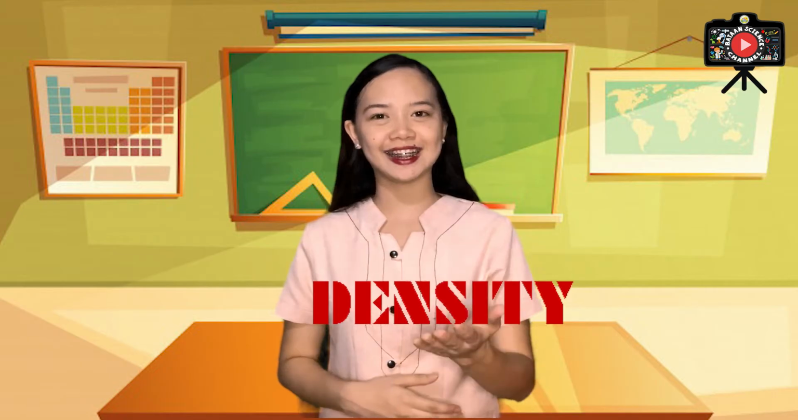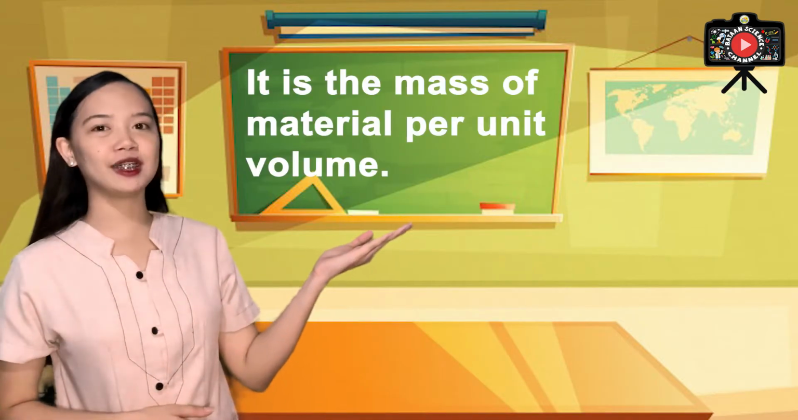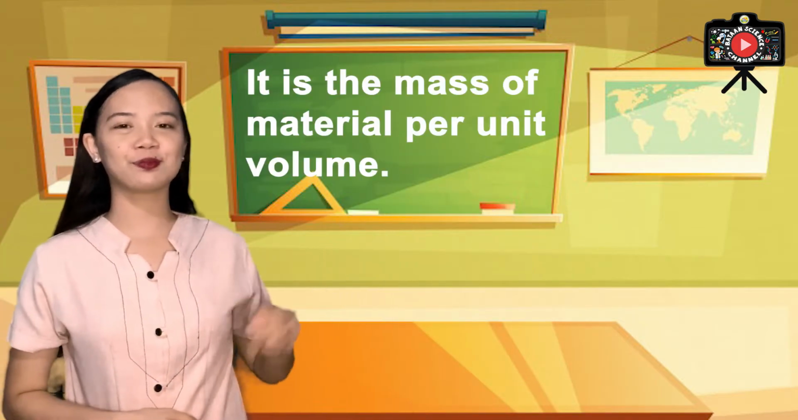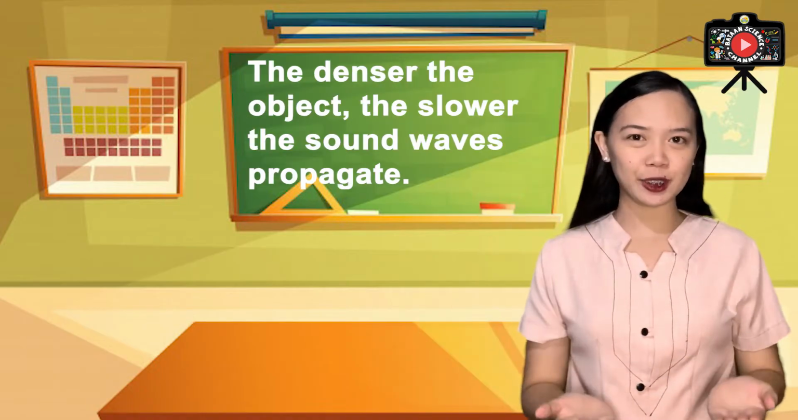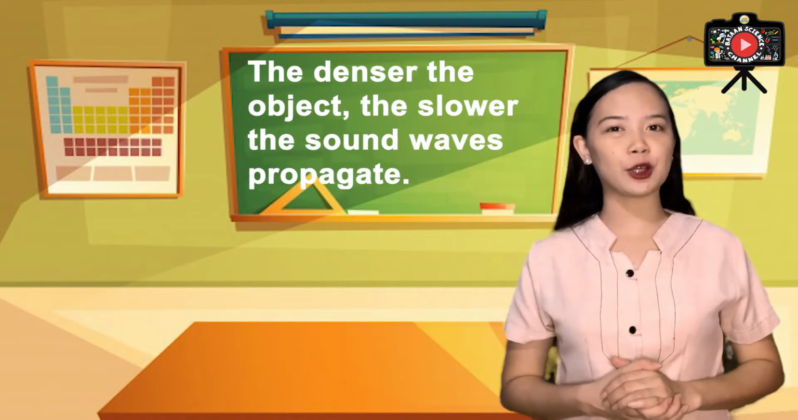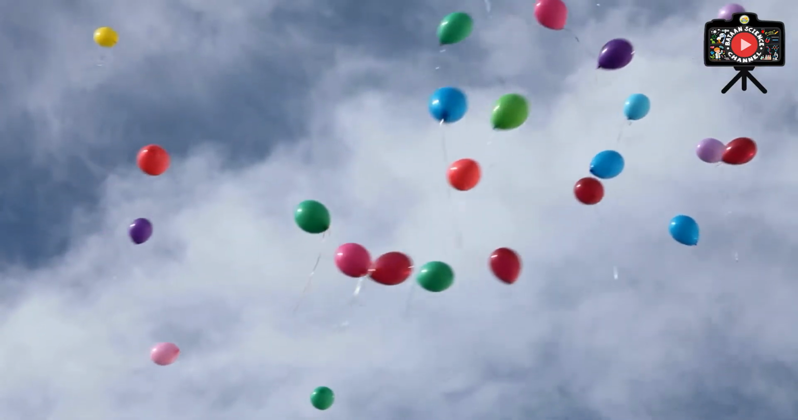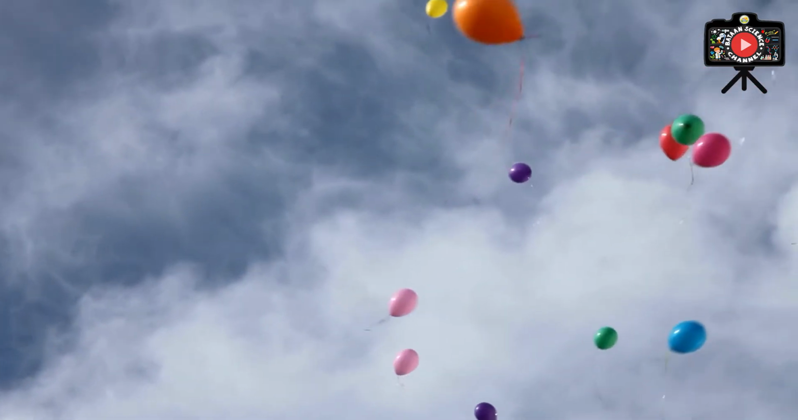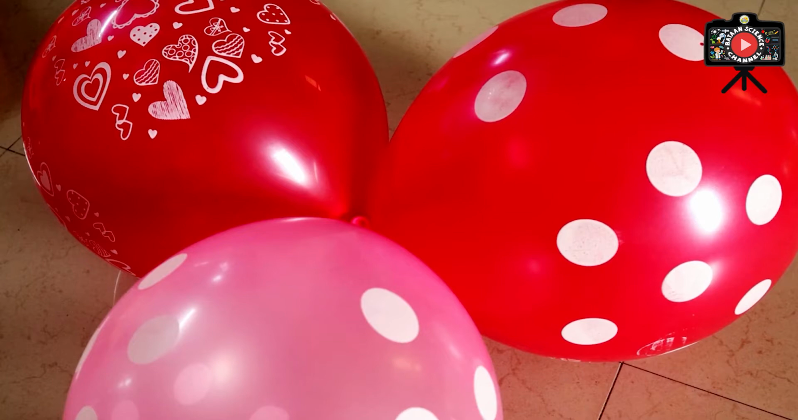The next factor that affects the speed of sound is density. It is the mass of material per unit volume. The denser the object, the slower the sound waves propagate. This factor applies when comparing mediums of the same phase. For example, sound travels faster in helium than it does in air, as helium is less dense than the gases that make up the air.